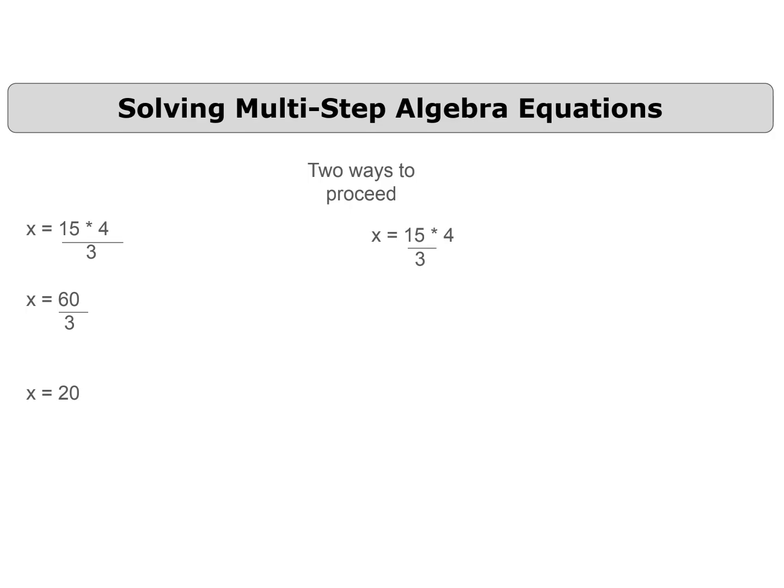Another approach is we could divide 15 divided by 3, so we could simplify our fraction before we multiply by the 4. So then we would have 5 times 4, which would give us x is equal to 20. I prefer this second way just because we get easier numbers to work with. And so I always choose to simplify my fractions before I multiply them together, but either way works.